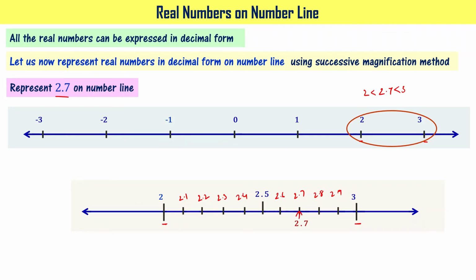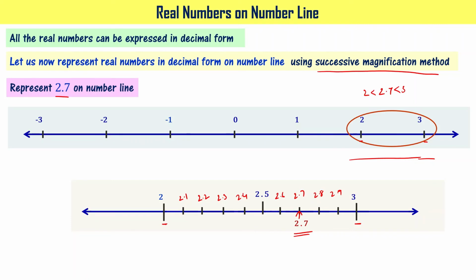What we have done is, the regular number line has got only 2, 3, 4 such numbers, right? So to represent 2.7, what we have done is we have magnified this particular region and shown that as a separate number line. That is why this method is called successive magnification method. Since we could represent 2.7 on the number line, we are stopping here. Otherwise, we could have further magnified certain part of the number line.